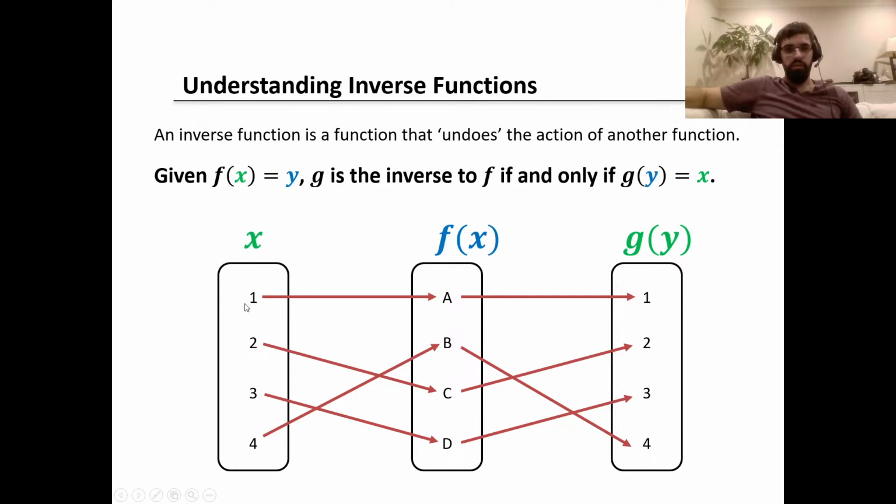So here's what that looks like as a mapping. If we have an input x of 1 and f maps 1 to a, the inverse function g would map a back to 1. Or if f maps 2 to c, then g would map c to 2, and so on.